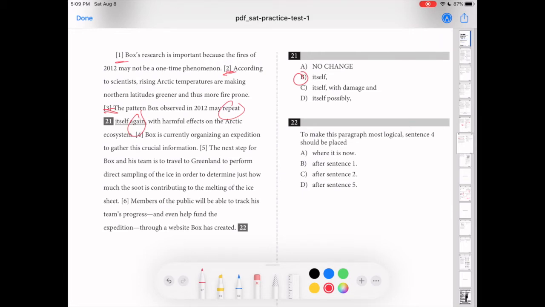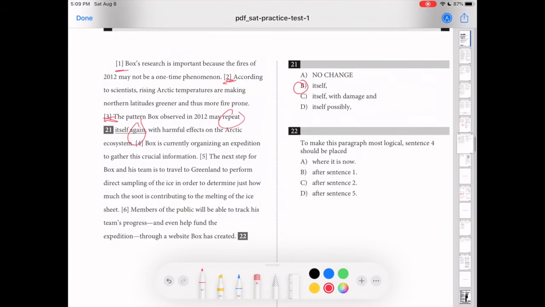Question 22 is a structure type question, and here it is. Remember, we need to read for context and transitions to see where this puzzle piece goes. This whole paragraph reads chronologically. It starts off with talking about what Box did in the past since 2012 and what he's planning on doing in the future. Sentence 4 is all about what Box is currently doing, and a very discrete detail, he's collecting crucial information.